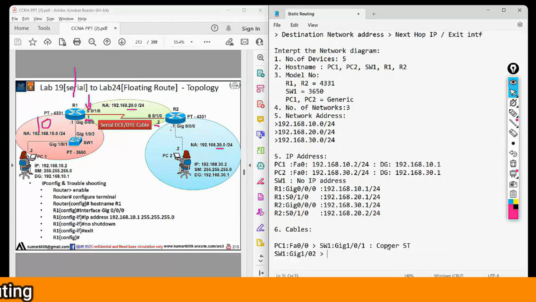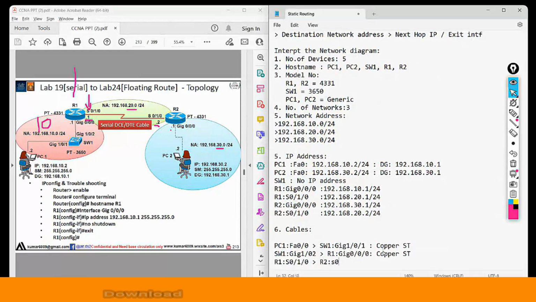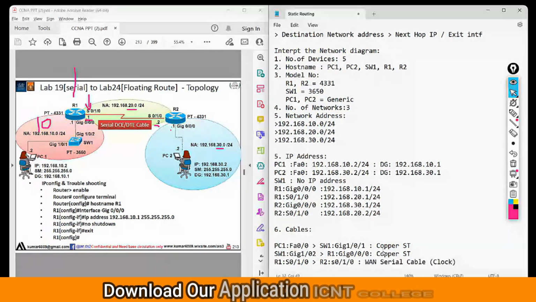1/0/2 to R1 gig 0/0/0. What IP address will come? What cable will you do? R2, yes, 0/1/. When you use the show interface command, you can see all these things.